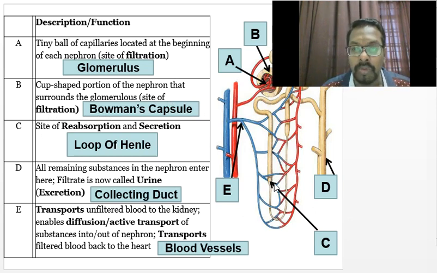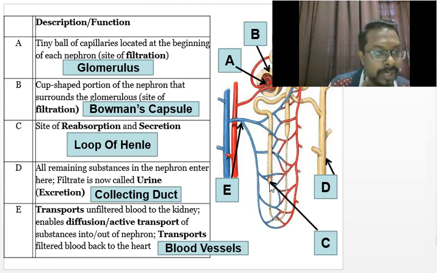This is loop of Henle. Okay, we have ascending loop and descending loop. Okay, it's the same. So what they do, they are the site of reabsorption and secretion. What needs to be reabsorbed, what needs to be excreted out. So they decide. Loop of Henle has two, descending and ascending loop.